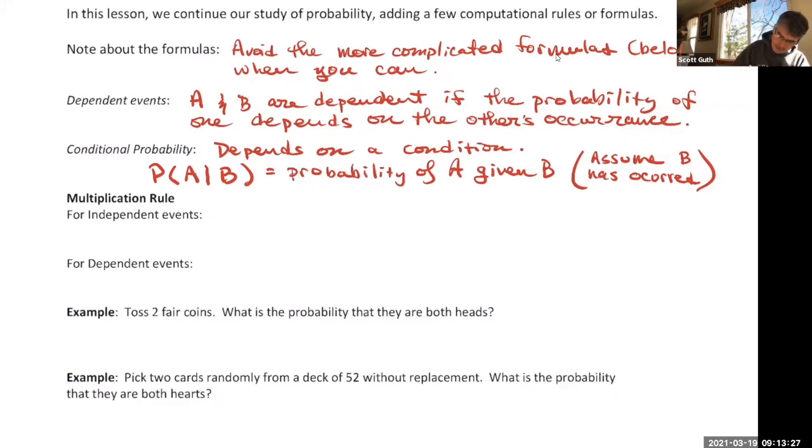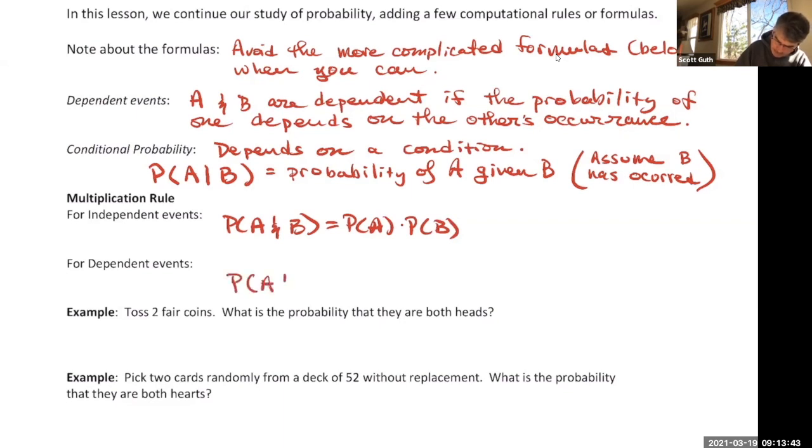So if the events are independent, it's easier. The probability of A and B is what I showed you before. It's just the probability of A times the probability of B. Easy. If the events are dependent, then you have to be more careful.